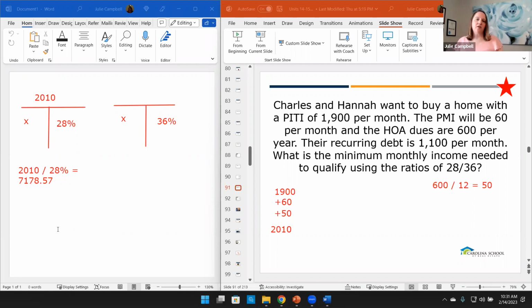The second T-bar looks at 36%, which is housing expenses. We've just determined that our housing expenses are 2010. And now we're going to add our reoccurring obligations. The lender needs to look at all the debt. So we add our housing expenses and our reoccurring obligations.